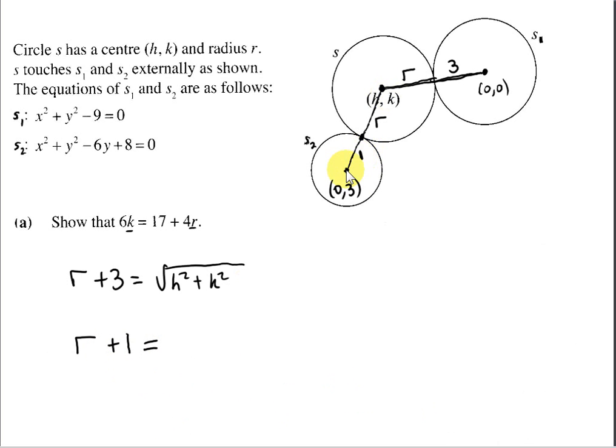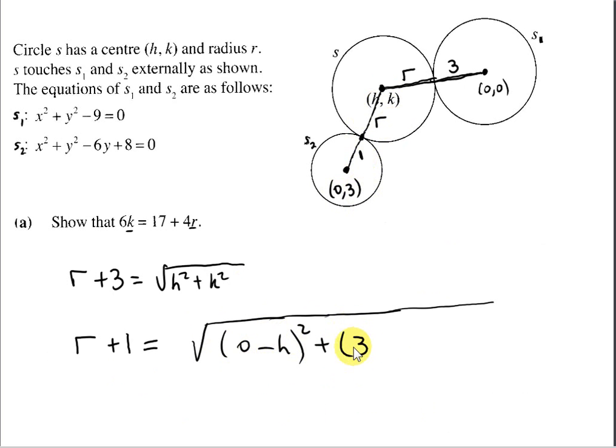And that distance is equal to the distance between the point (0, 3) and (h, k), so we can use the distance formula. This essentially comes from Pythagoras' theorem. We get the difference in the x values. If I subtract the x values, it doesn't matter which order we do the subtraction because we're squaring here. So I have 0 minus h squared, and add on the difference in the y values, that's 3 minus k. Again, we could write k minus 3, it won't matter. 3 minus k here, we have to square that.